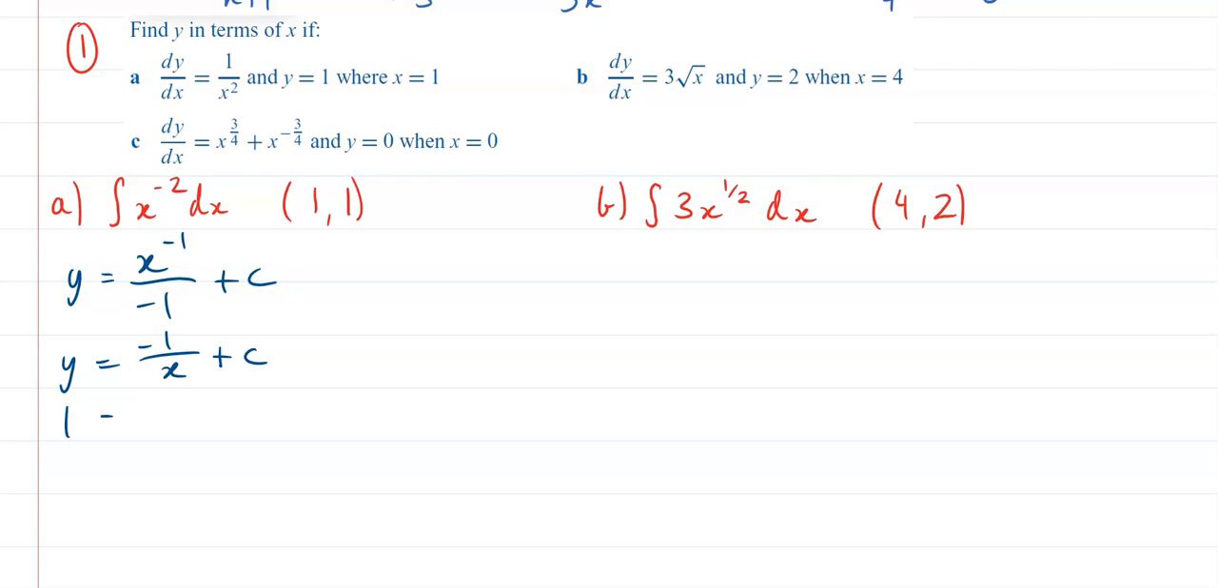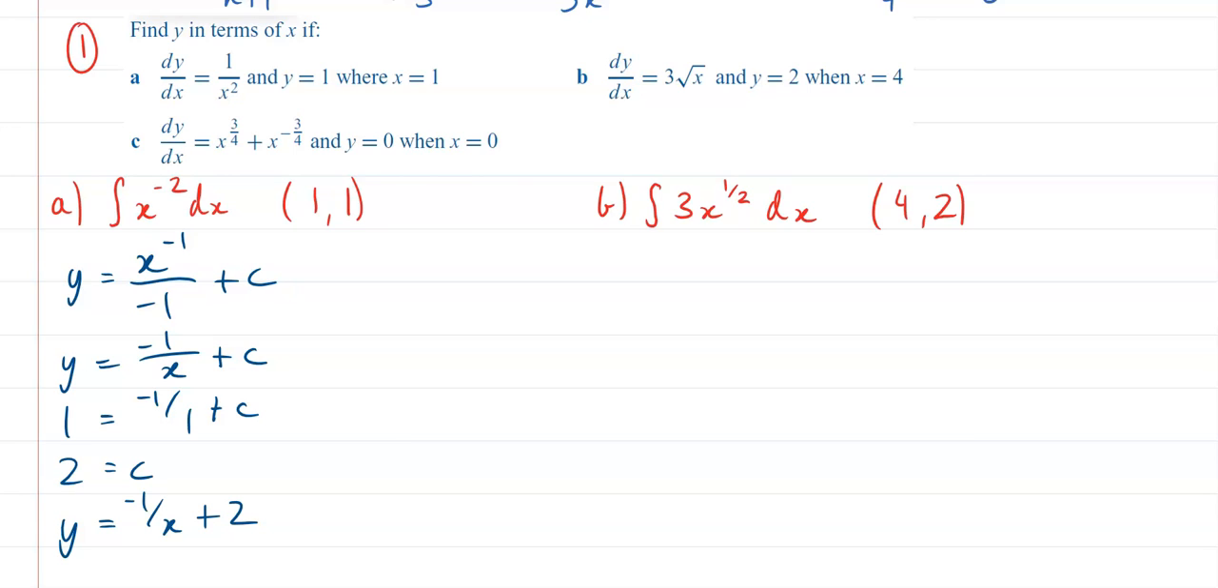Subbing in our values of 1 and 1 gives us 1 plus 1, which is 2 for c. So our equation is negative 1 over x plus 2. That is our final original equation y.